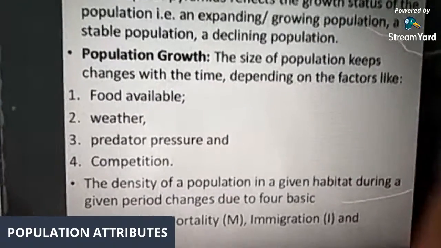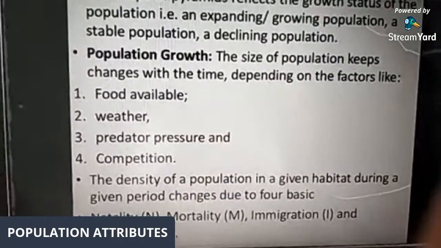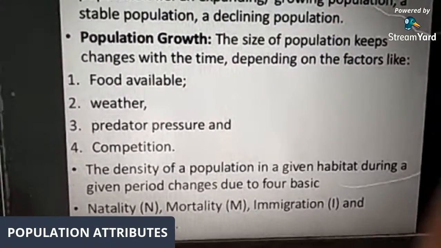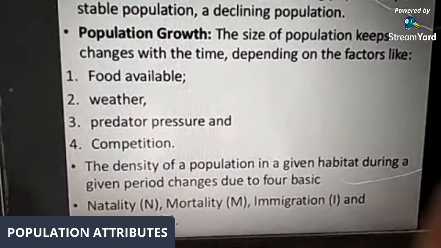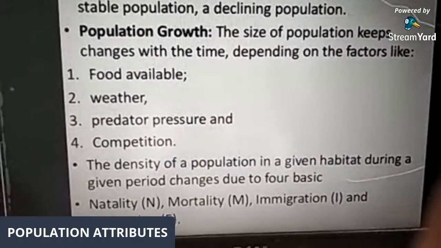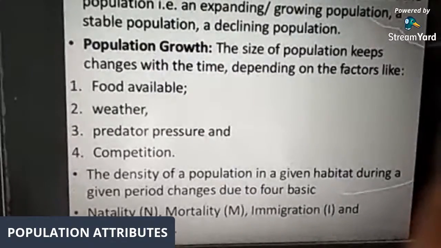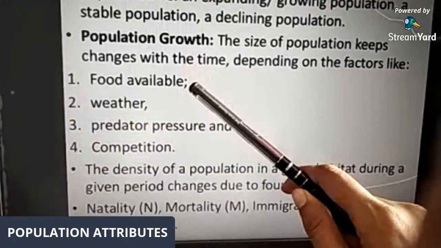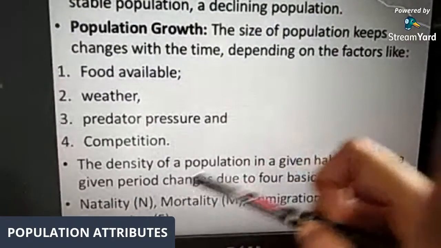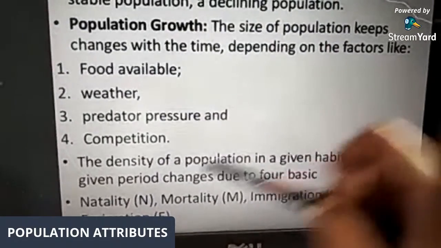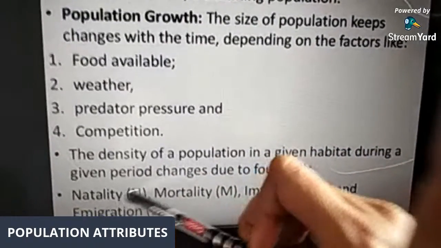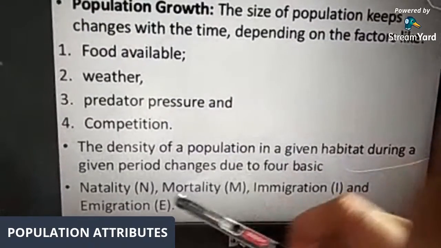Next one is the population growth. The size of a population keeps changing with time, because it is not constant. The population has two main features, birth rate and death rate, so through birth and death rate the population always keeps changing. It also depends on factors like food availability, weather, predator pressure, and competition. The density of a population in a given habitat during a given period changes due to four basic things: natality, mortality, immigration, and emigration.